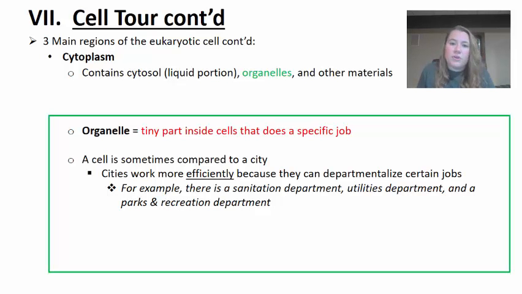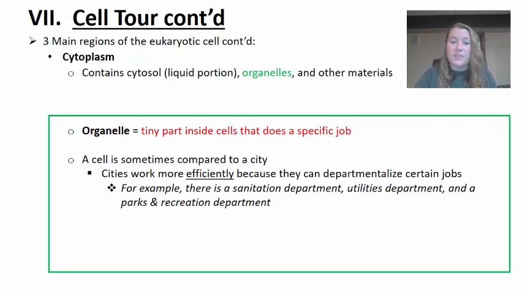Now you might have heard of the analogy of a cell as a city. So a city has this division of labor where you have the Department of Sanitation, the Utilities Department, the Park and Rec Department, and each one of those sections does a specific job to help the city work well. For example, the Sanitation Department removes all the waste, the Utilities Department makes sure you have clean water and electricity, and the Parks and Rec Department helps make sure that all the landscaping looks nice, that there's recreation activities available for people to do.